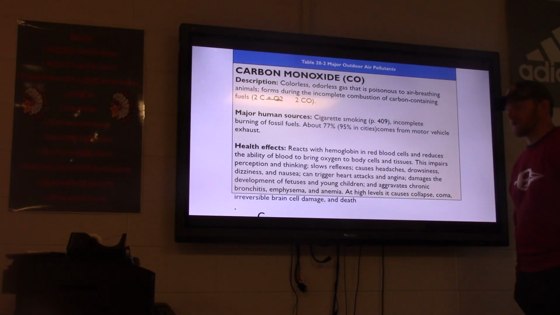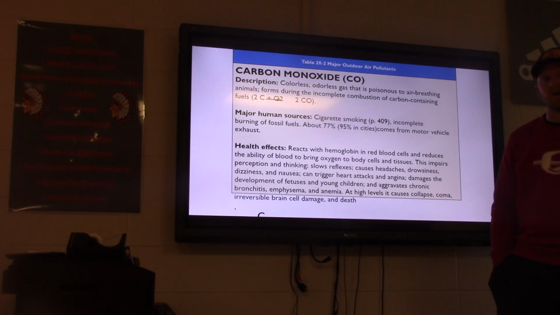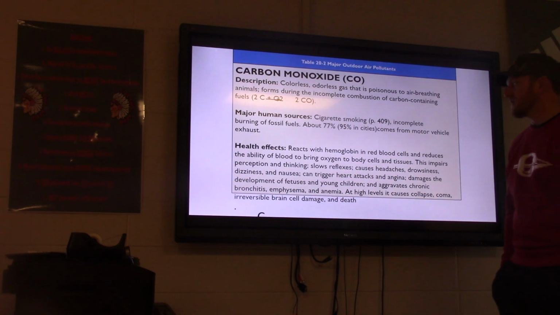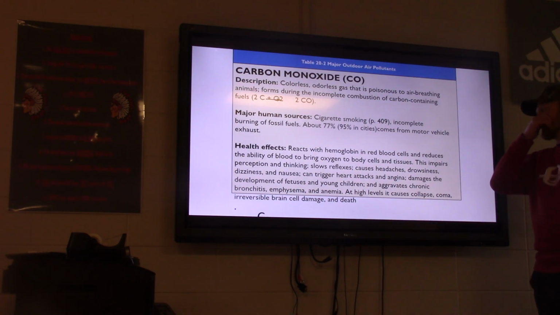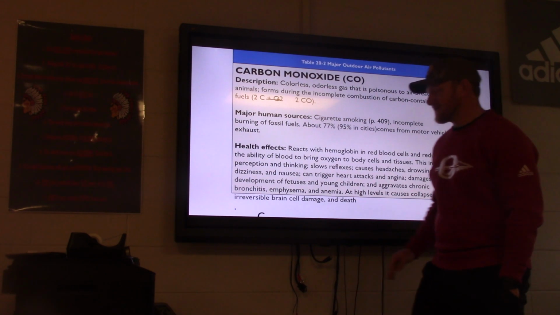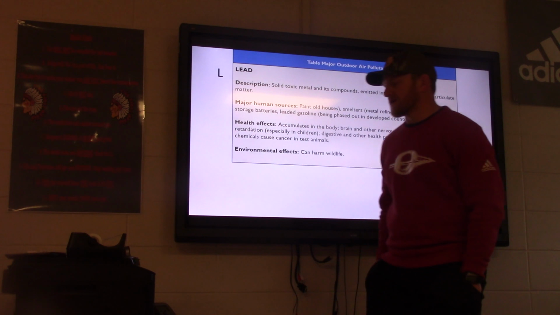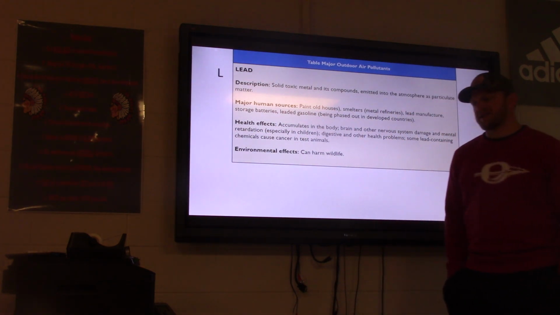But we know this is produced. We know our catalytic converters convert carbon monoxide into CO2. So some of our health effects here, it reacts with hemoglobin in red blood cells and reduces the ability of blood to bring oxygen to the body cells and the tissues. And then the last ones: there's two more. We got lead and particulate matter.